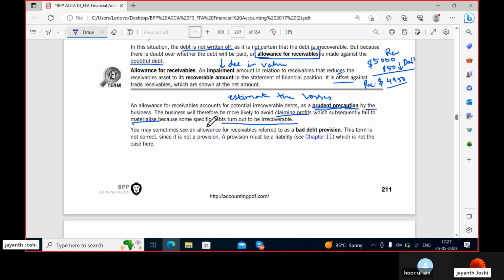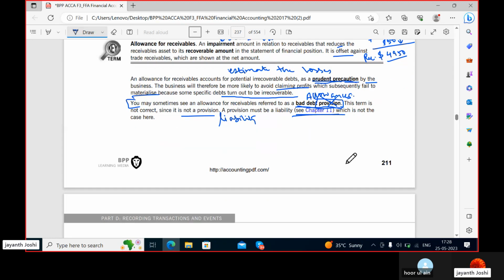Now, sometimes when we study the Indian concept, instead of allowances, the phrase bad debt provision is used. But provision is not the correct word. It's a wrong word. That's the reason ACCA uses allowances instead of provision. Provision is an estimation, and for provision we have a different lesson. Provision is a liability, but allowance is a decrease in value of an asset. We have done provisions in detail in the previous lesson, provisions and contingencies. You can refer to that lesson for knowing more about provision.